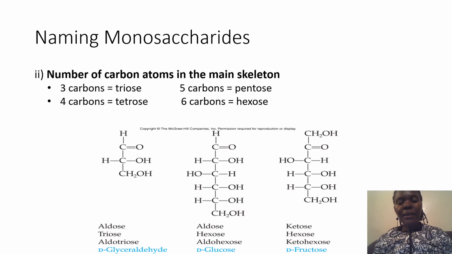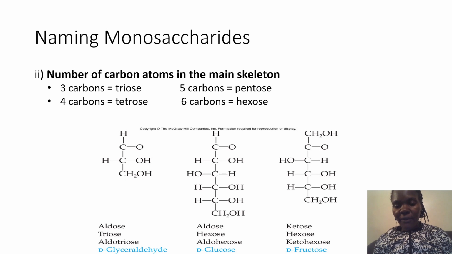The second example has an aldehyde group at carbon atom number 1 for 6 carbon atoms. 1, 2, 3, 4, 5, 6. It is an aldehyde, meaning it is an aldose. With 6 carbons, a hexose, it is an aldohexose. Whatever is shown there is D-glucose.